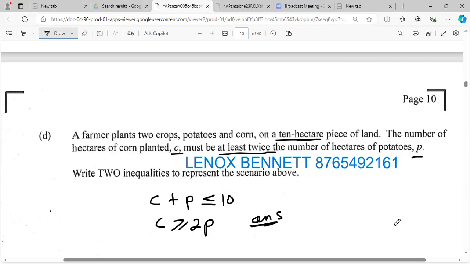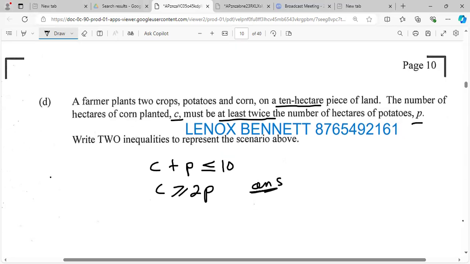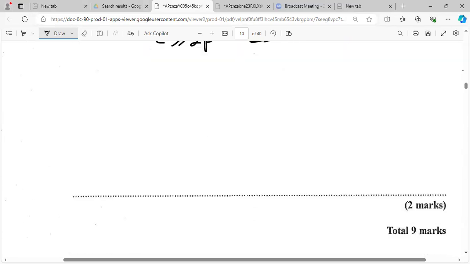Let me see if the question I do, because I never really run through the paper. And that's where 2 marks. Yeah, it is done. 9 marks.